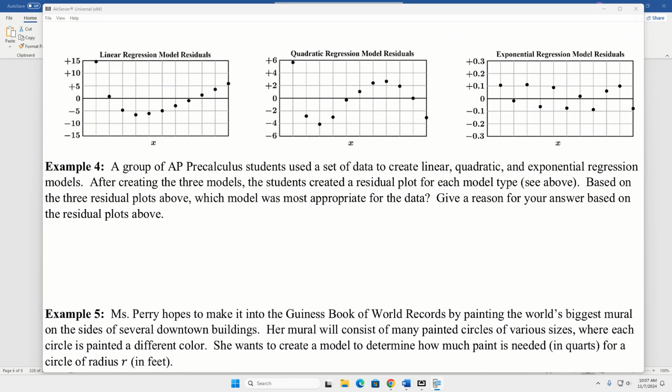Yes. It's the only one that there's not a clear pattern. Like you can follow these points and they make a shape, like it follows a pattern. This one is just kind of like all over the place. That's what you're looking for. You want it to be all over the place. So the exponential model was most appropriate.